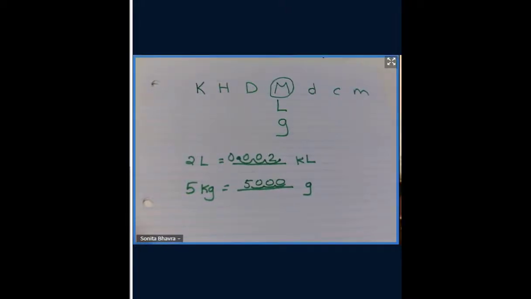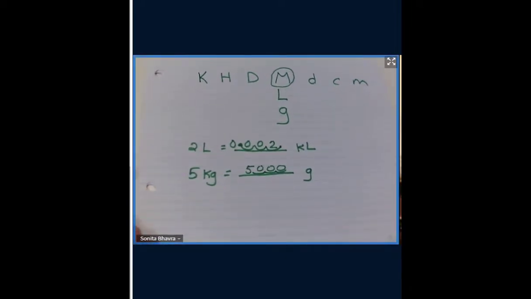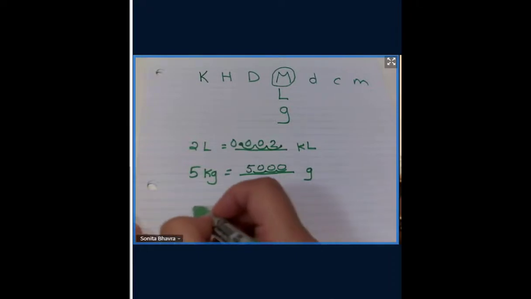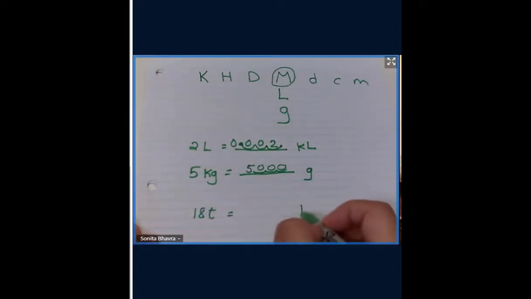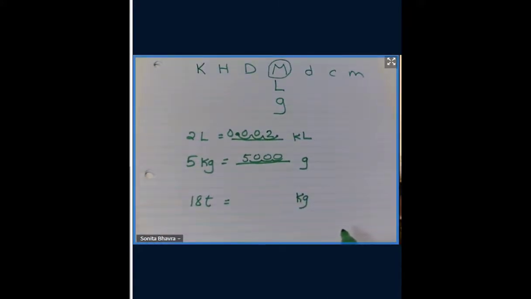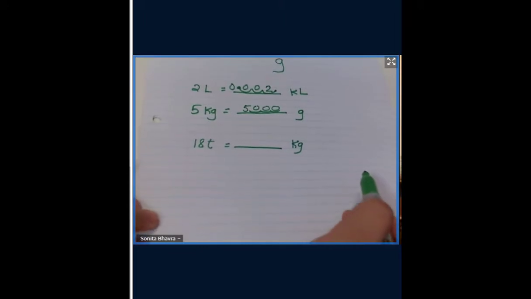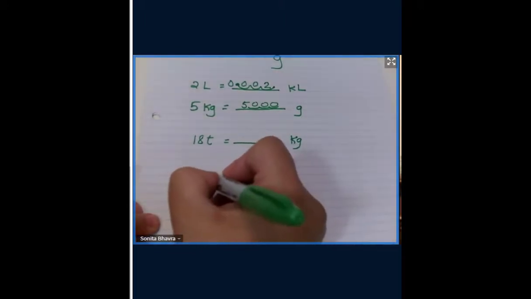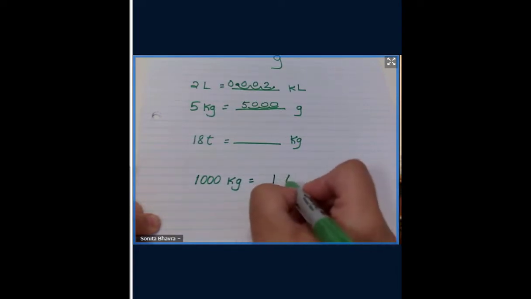All right, let's say we had to do one with tons. So let's say we have 18 tons and we need to change it to kilograms. All right, I just wanted to show you the other method that you can use, which is using the conversion factor that was given to us in the module. All right, so in our module, we're told that 1,000 kilograms is equal to 1 ton.